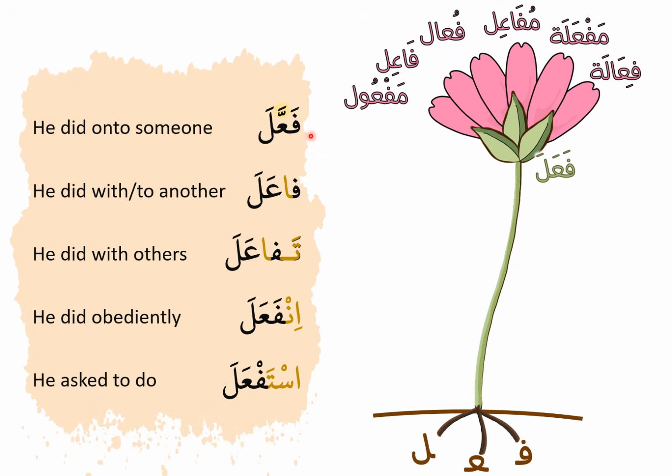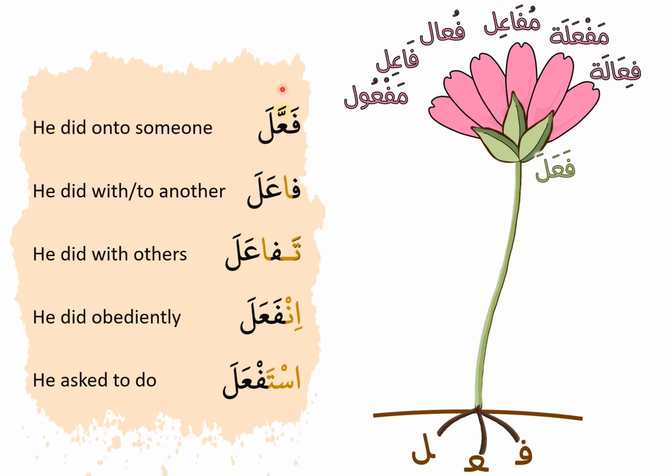So let's take a look at how we can extract the different verb forms from this first verb form, fa'ala. So here it becomes fa''ala. You see the doubling of the middle letter. And there's fa'ala when we're adding a long vowel in the middle. And there's tafa'ala, the case of adding two or more letters.